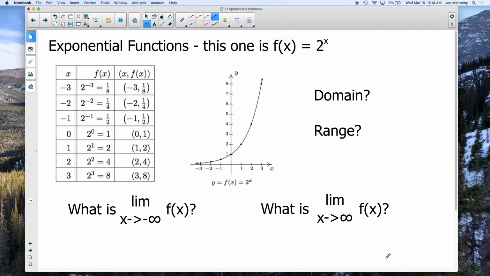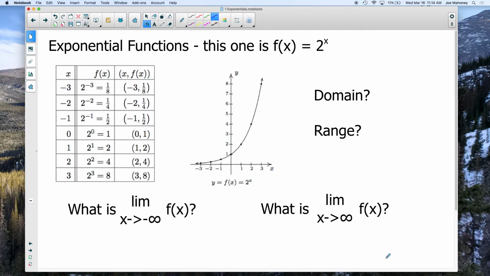Let's take a look at an exponential function. And we'll use y equals 2 to the x, or f of x equals 2 to the x. So first, a couple questions about it. You see the table on the left. The graph is in the middle. What would the domain of this function be? What would the range be? Try the limits. What do you think they are? I'll wait for you, don't worry.